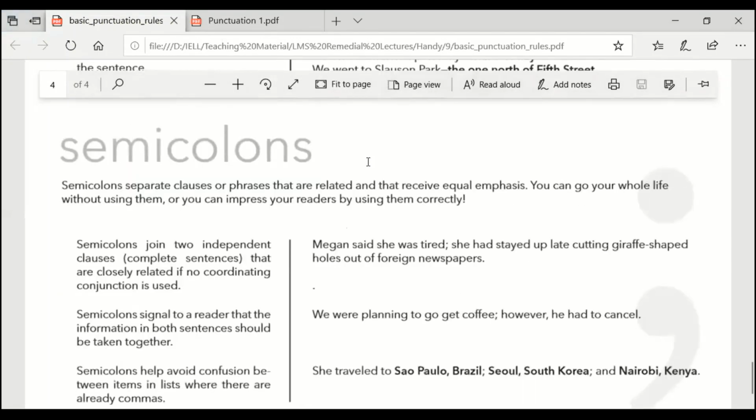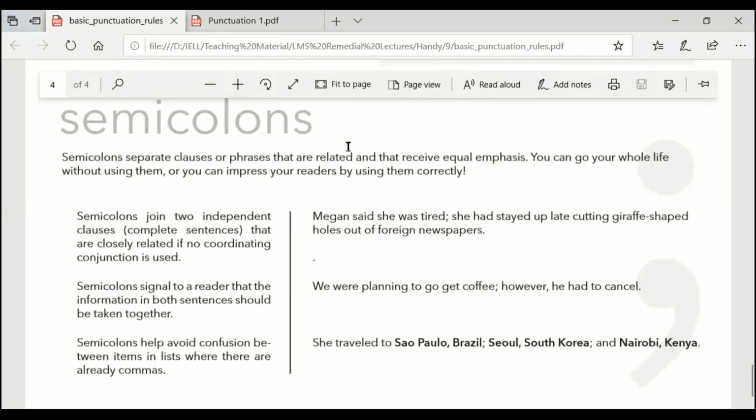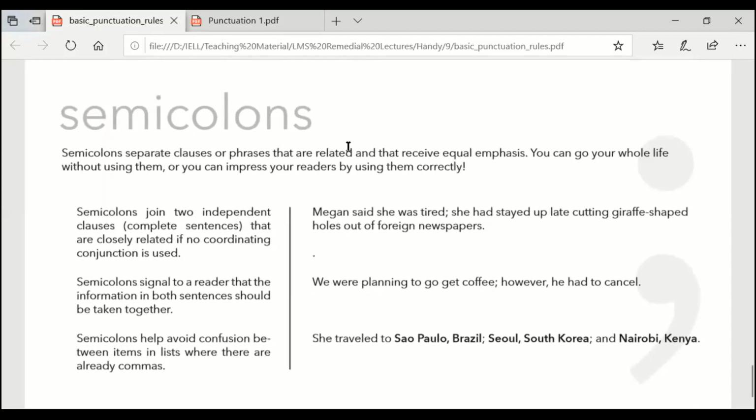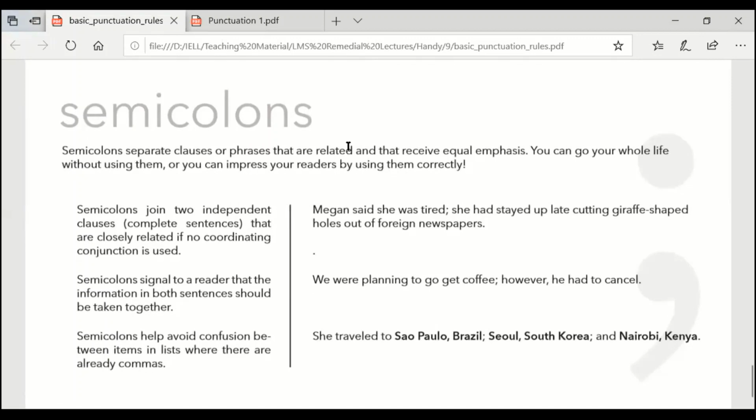Then we have semicolons. This is very important and very confusing. Let's discuss these. Semicolons have different uses. They are used to separate clauses or phrases that are related and that receive equal emphasis. You can go your whole life without using them, or you can impress your readers by using them correctly. As I mentioned earlier, many beginner writers do not use these kinds of punctuation marks, and the writing is pretty fine sometimes. But if you use them, your writing would be more organized and more structured, and the reader would be a little bit impressed. So what is a semicolon?